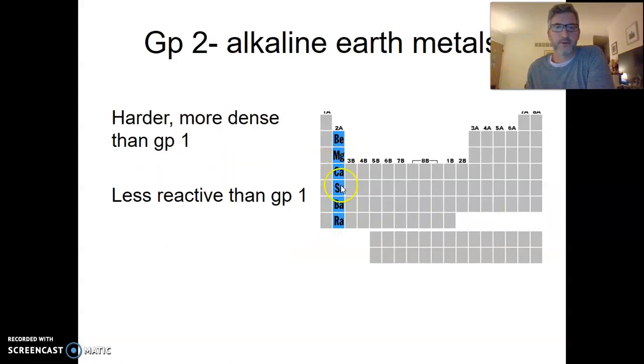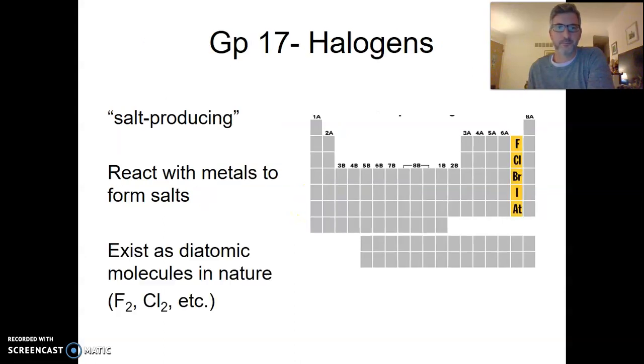Group 2, the alkaline earth metals, are almost as reactive, not quite, but still pretty reactive. These guys have 2 electrons in the S. So for example, magnesium ends in 3s2, and those 2 3s electrons are very easily lost. And so those are pretty reactive as well.